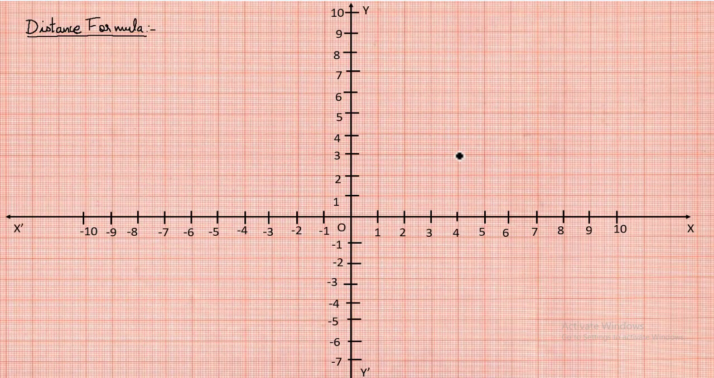Now let us find out the distance between 2 points. For example, point P and consider another point Q. We have to find out the shortest distance between these 2 points. The coordinate of this point is given as 4, 6. Here you can observe that on the x-axis it is 4 and on the y-axis it is 6. Similarly, the coordinate of Q is given as 6, 8. On the x-axis it is 6 and on the y-axis it is 8. We have to find the shortest distance between these 2 points.